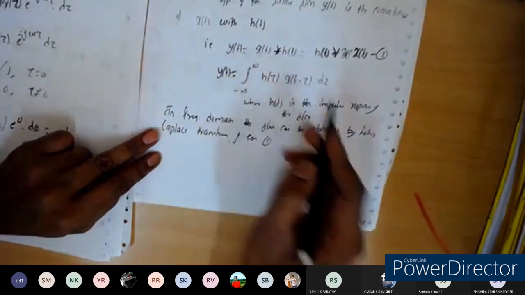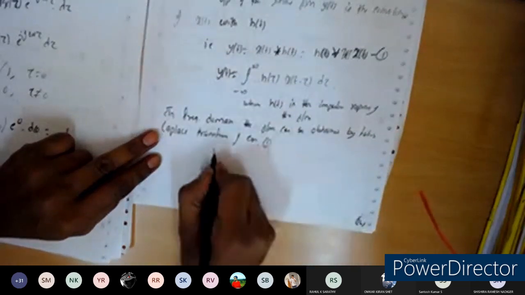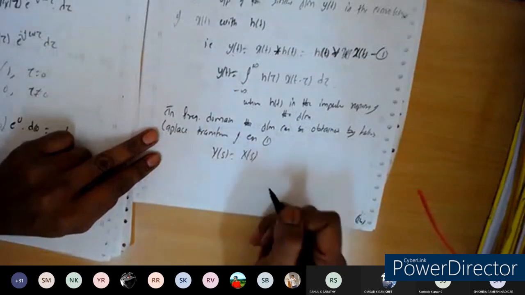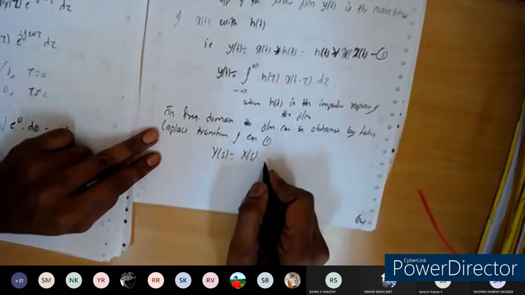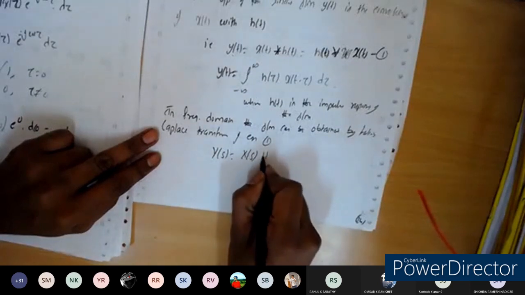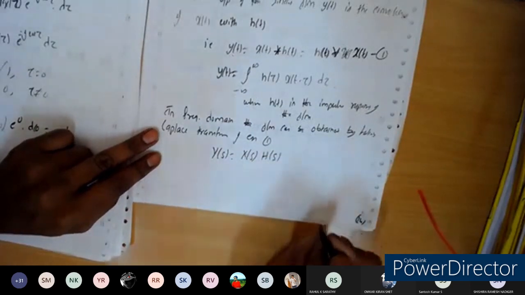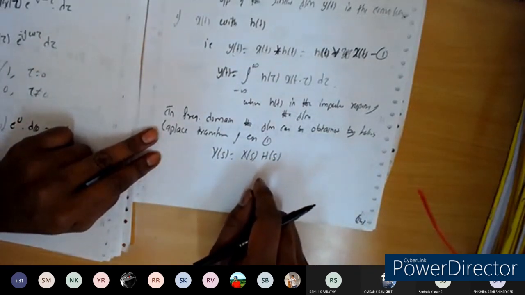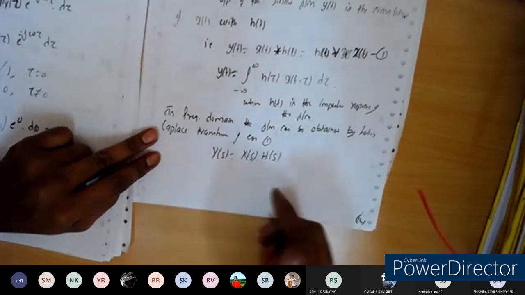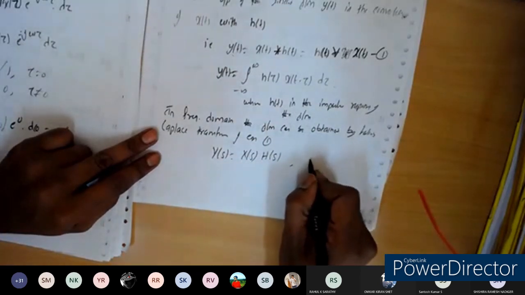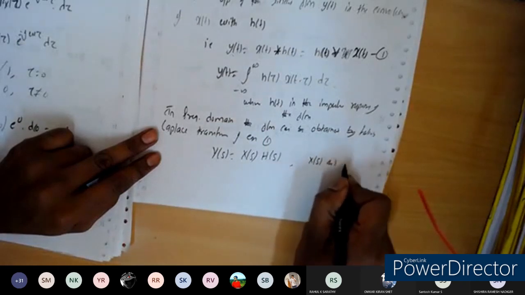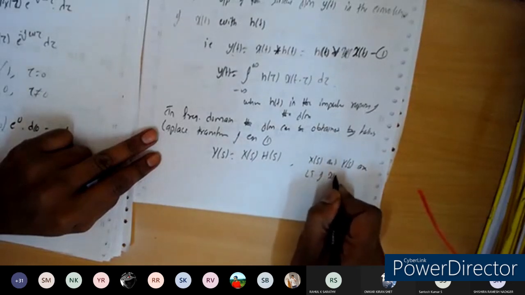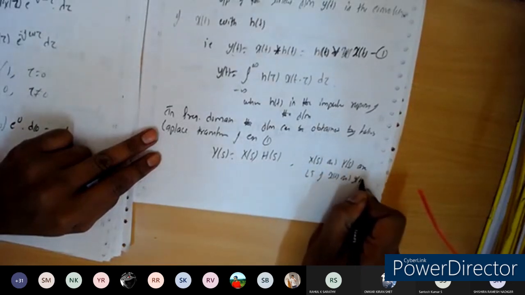If you take the Laplace transform on both sides, the Laplace transform of y of t is Y of s, and of x of t is X of s. Also, one property of convolution is that convolution in the time domain becomes multiplication in the frequency domain, whether it is the Laplace transform, Fourier transform or Z transform. Any such transform is called the frequency domain. So you can take X of s and H of s, and Y of s, the Laplace transforms of x of t and y of t.